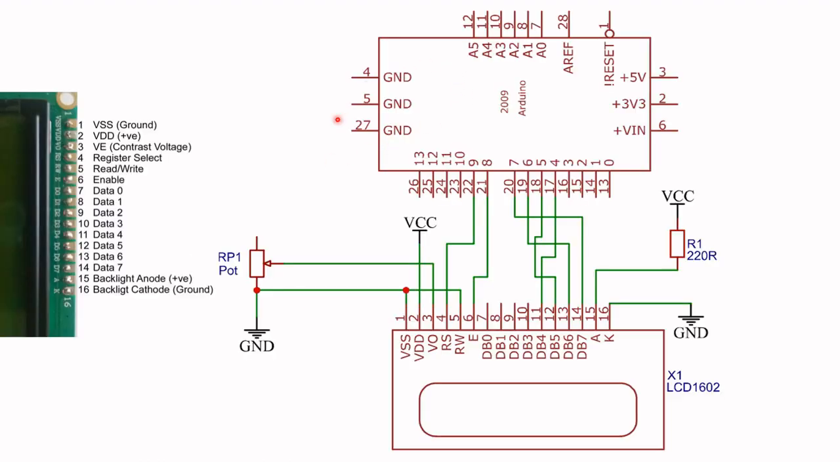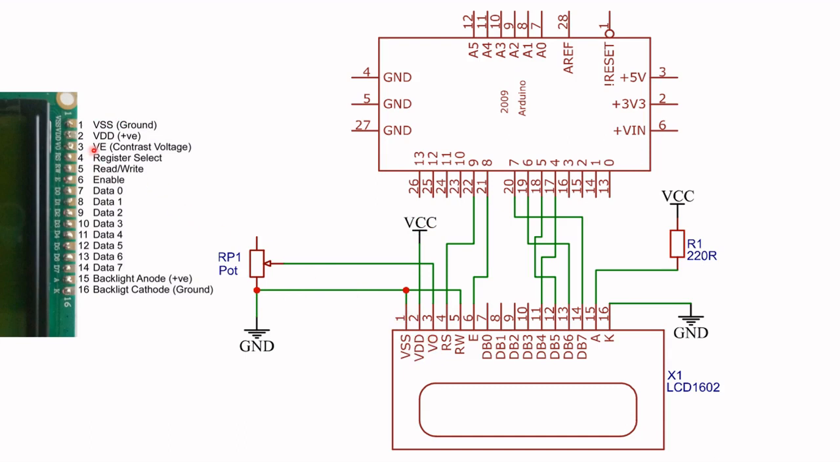Now here is the schematic diagram of the setup. So here is the LCD module, and here is the Arduino Uno, and I've repeated the pinout diagram of the LCD module here. So let's start with VSS. VSS is connected to ground, which is this one here. VDD is connected to VCC.